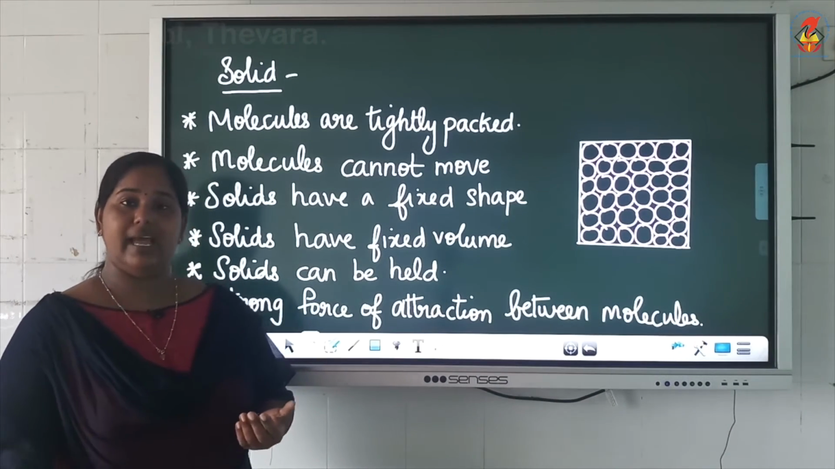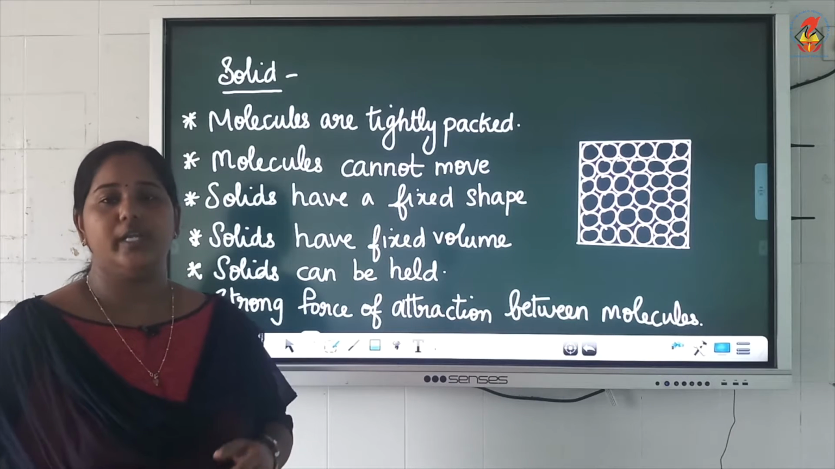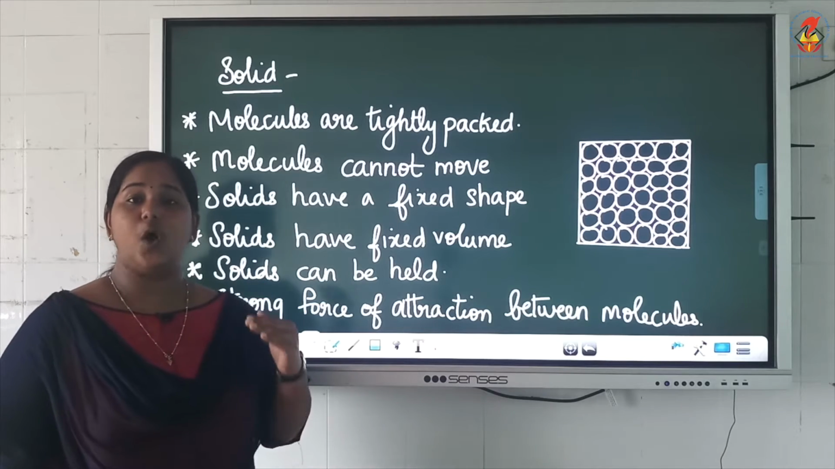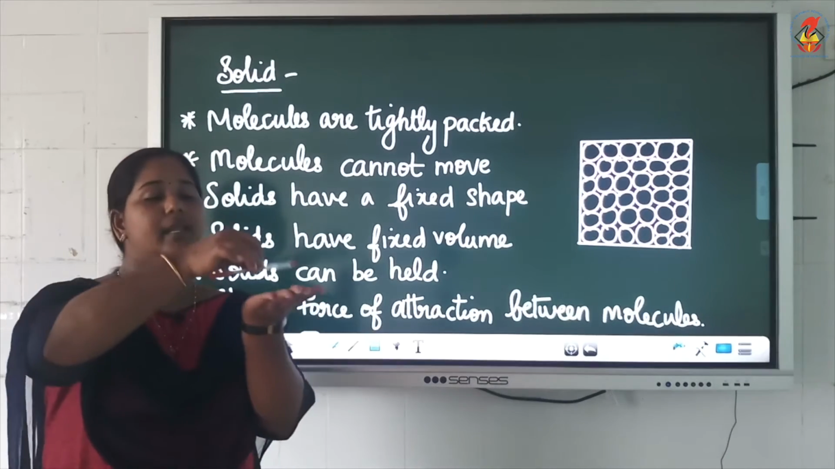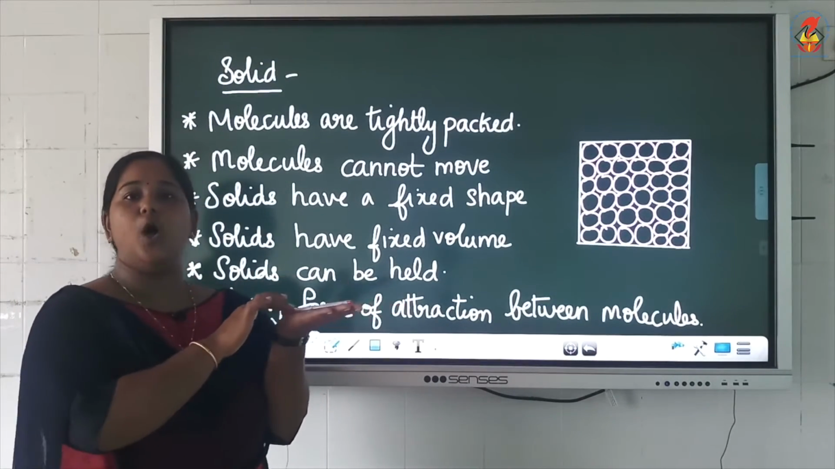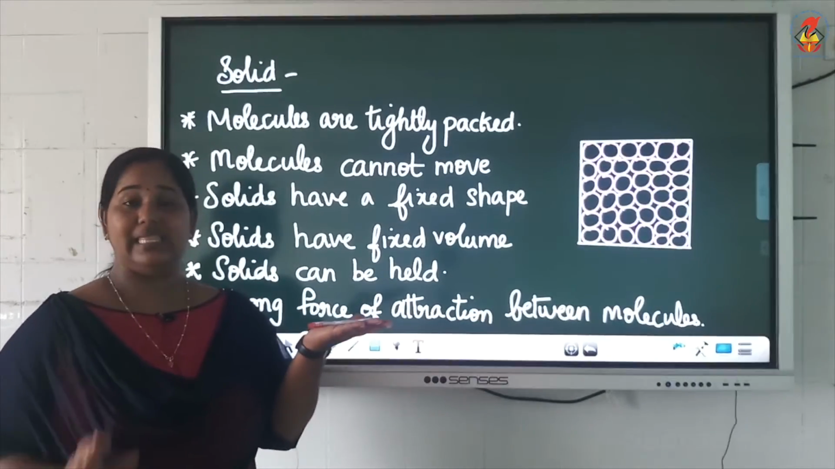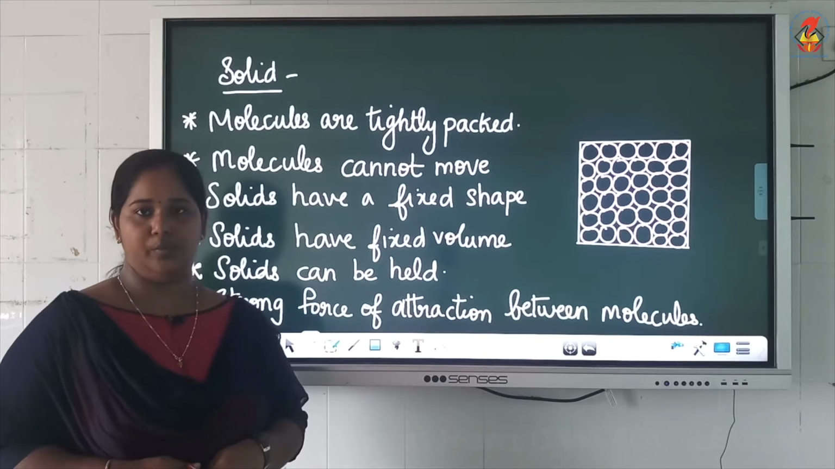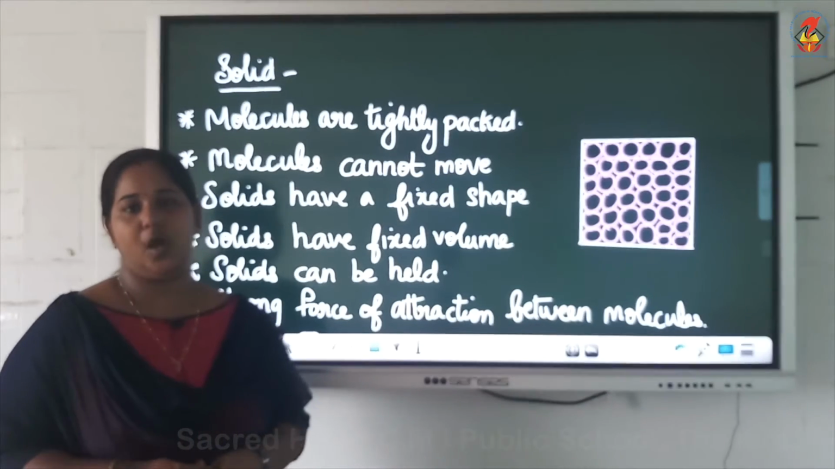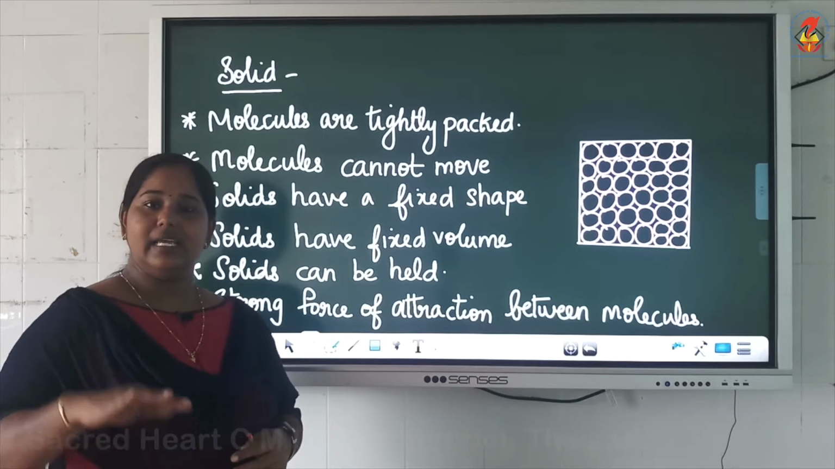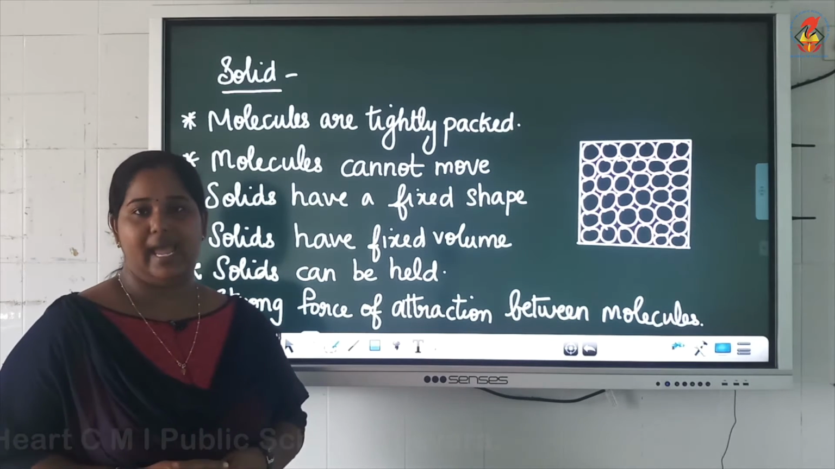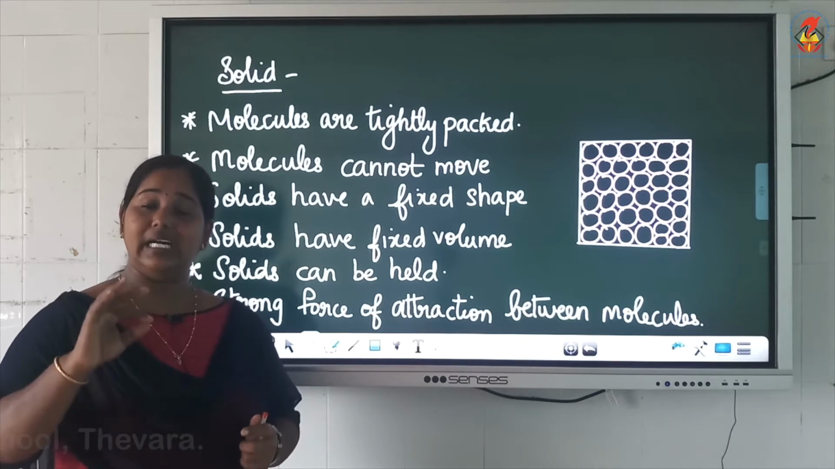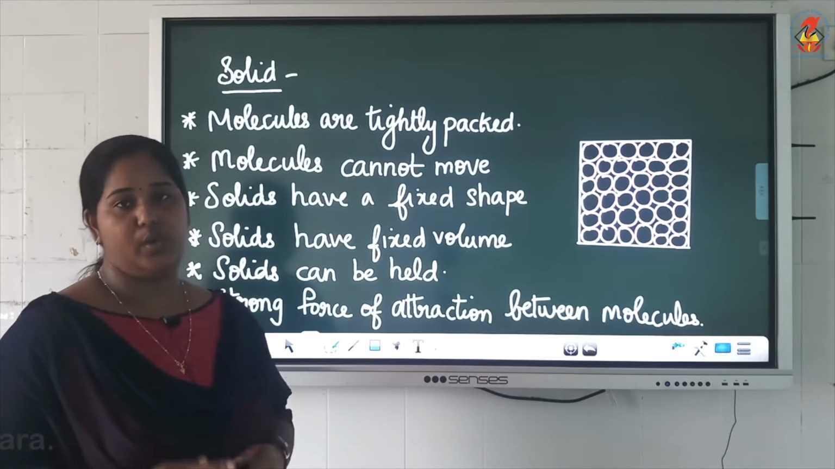The next property is that solids have a definite volume. What do you mean by volume? Volume is the amount of space occupied by an object. Suppose I am keeping this pen in my hand. This pen occupies a space in my hand. That is called its volume. Suppose I am keeping my hand on the table. You can just try it at home now. Just keep your hand on the table or on a book. You can see that a space is occupied by your hand. That is its volume. So solids always have a definite volume because they have a definite boundary.